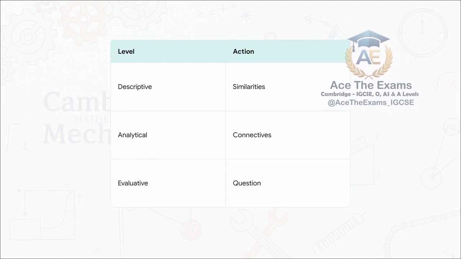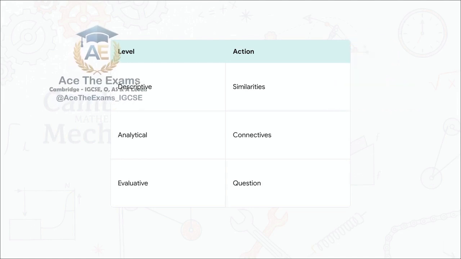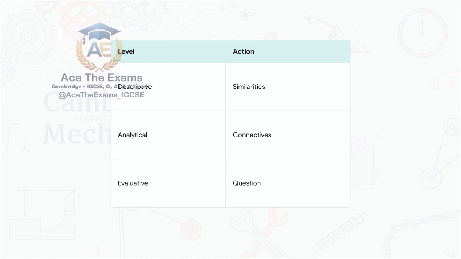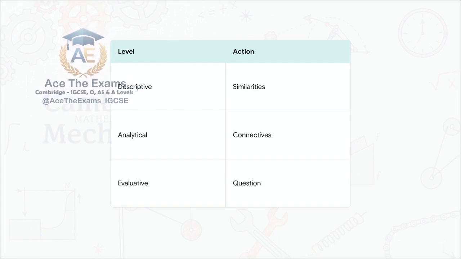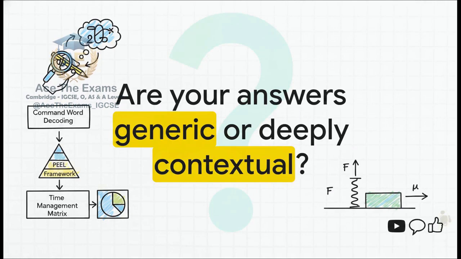So here are the 3 rules that guarantee top marks. Rule 1, command word decoding. Rule 2, strictly applying the PO framework. And Rule 3, operating a time management matrix where you don't rush like Sam, but you also don't overcomplicate like Alex. As we wrap up this explainer, I want you to look back at your own recent past papers.